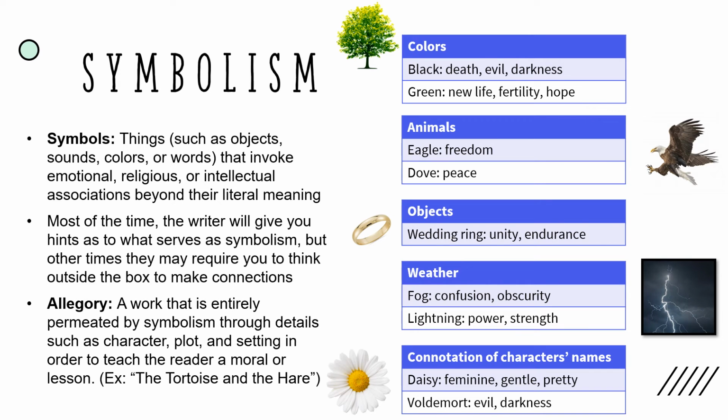An allegory is a work that is entirely permeated by symbolism through details such as character, plot, and setting in order to teach the reader a moral or lesson. For example, The Tortoise and the Hare is a story that teaches the idea that slow and steady wins the race.